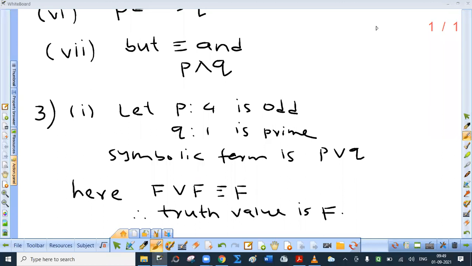Question number 3. Write the truth values of the following. First one, 4 is odd or 1 is prime. So let P denote the statement 4 is odd, Q, 1 is prime. So the symbolic form is P or Q. Actually, after this, we have to say that statement P is false because 4 is not an odd number. Statement Q is also false because 1 is not prime. Right? And then you have to say, therefore, truth value of the compound statement is false or false, which is nothing but false. So what is the final answer? Truth value is F.